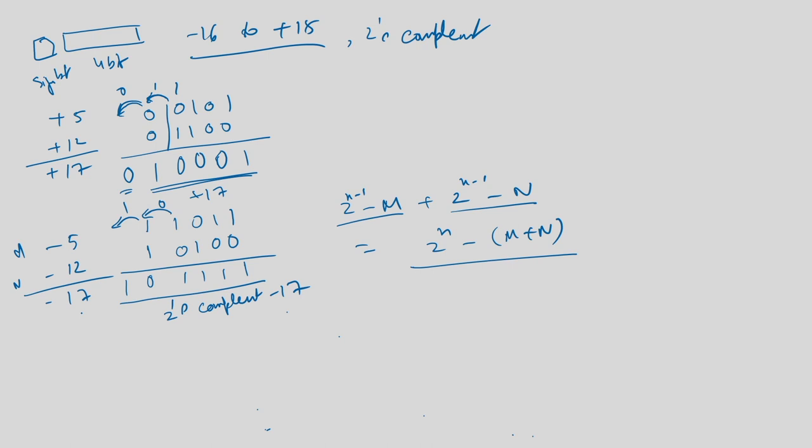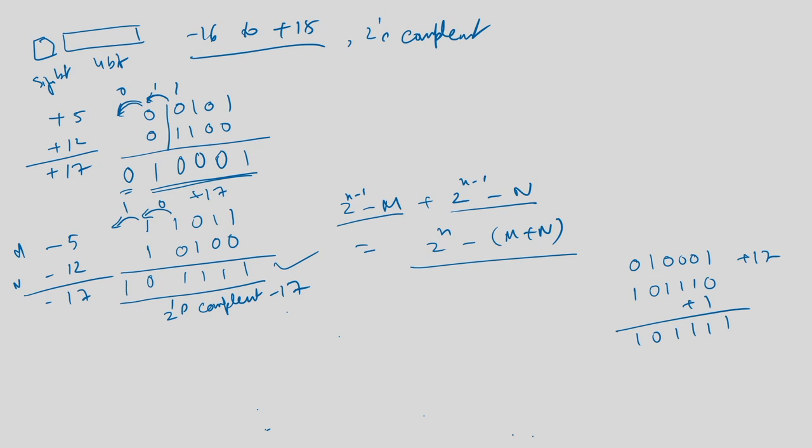You can cross check that 1 0 0 0 1 is 17. This is your plus 17, right. If you do a 2's complement, it is 1 0 1 1 1 0. If you add 1, it is 1 0 1 1 1 1, right. This is what I got here. So, this is effectively the correct result.